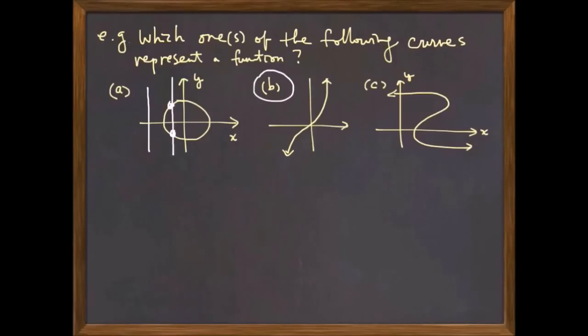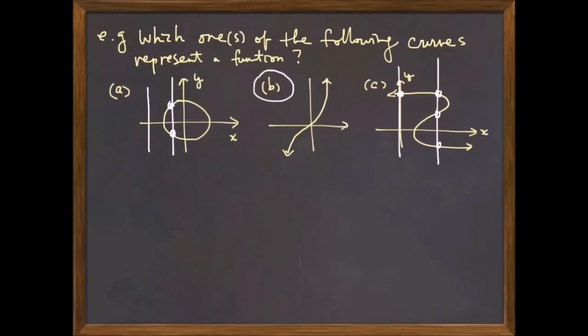If you look at part C here, you can draw a vertical line through the graph. It intersects at 1, 2, and 3 points. It could also intersect just one point here. Remember, as long as you can find one vertical line that intersects the graph at more than one point, it fails to be a graph of a function.